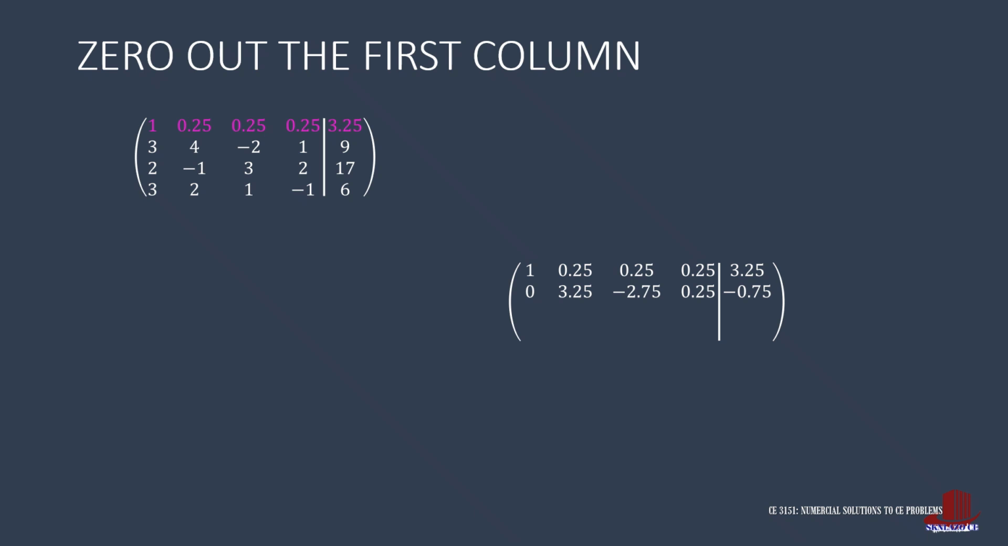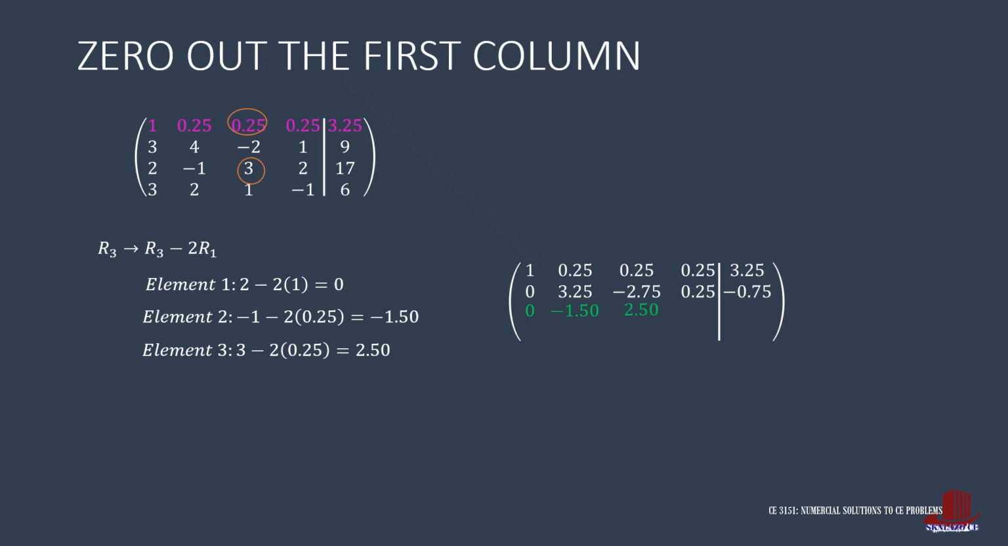The next element to zero out is 2 from the third row. This is done using R3 less twice R1. The first element then is 2 minus twice 1, leading to 0. This is followed by negative 1 minus twice 0.25, which is negative 1.5. The third has 3 less 2 times 0.25, which gives 2.5. Then 2 minus twice 0.25 is 1.5. The constant is then 17 less 2 times 3.25, which results in 10.5.